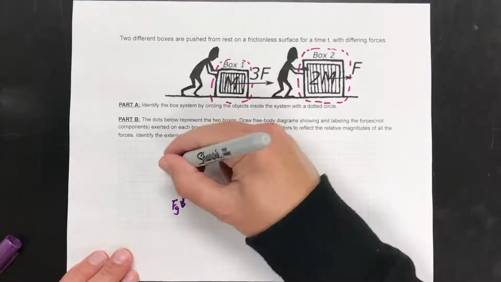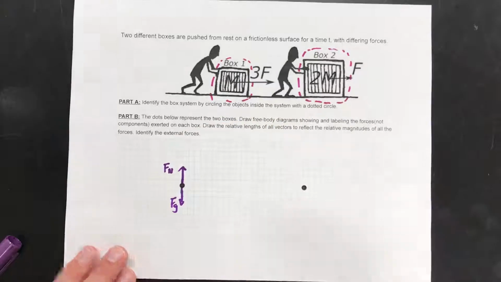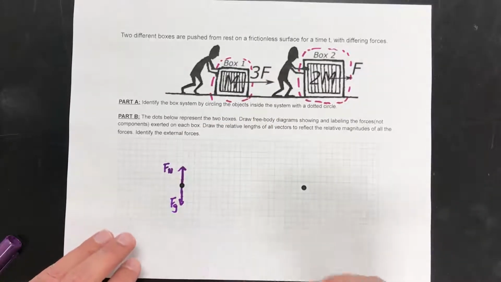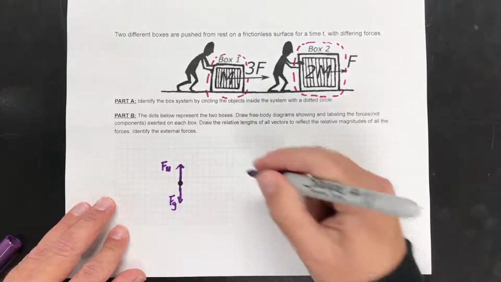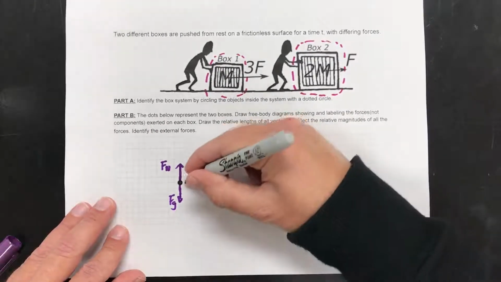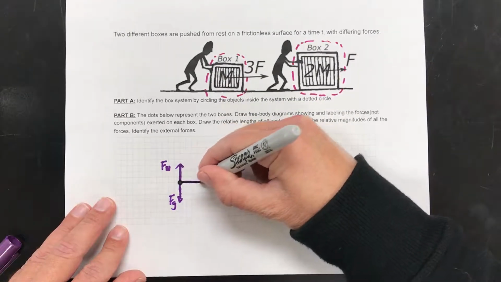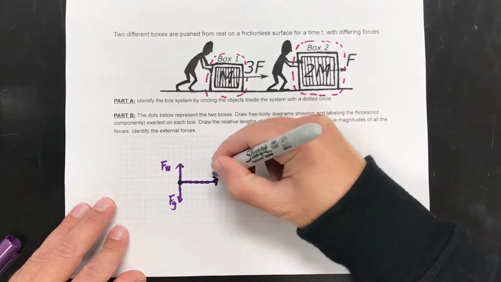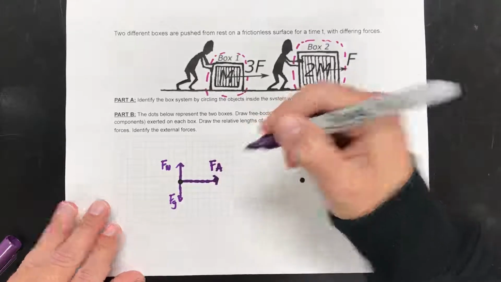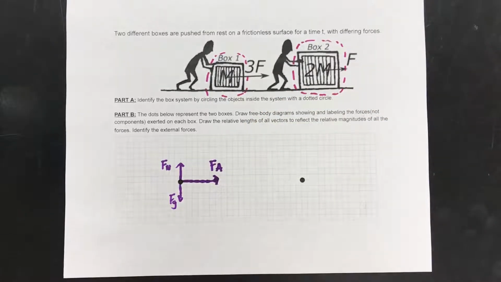I just do it 3 long. It's kind of up to you. I'll draw a normal force right there. It's got to be equal and opposite since it's not accelerating in the y direction. And then I'll draw the applied force 6 long, and I'll call this force applied. So that is on the first box there.